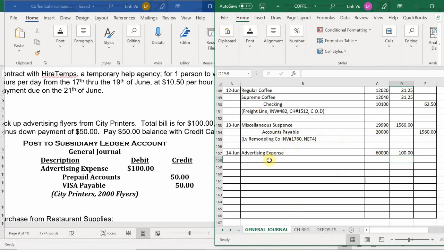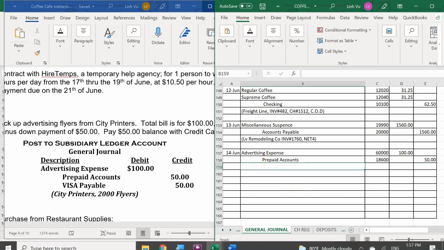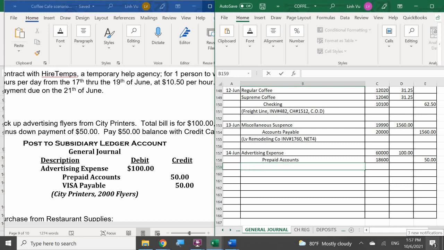So in this case, we're picking up advertising expense for $100, and here we're taking the prepaid amount and applying it to the invoice, which we know was $50. That's what we made the prepayment. And then, of course, we paid the rest. How do we pay the rest? With the Visa credit card. Yes, we paid with a Visa credit card for the remaining $50.